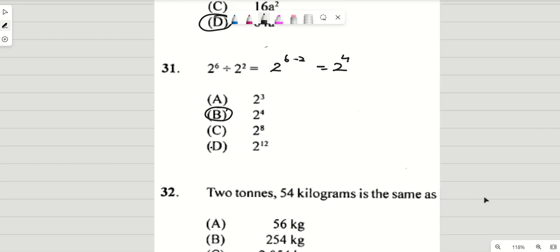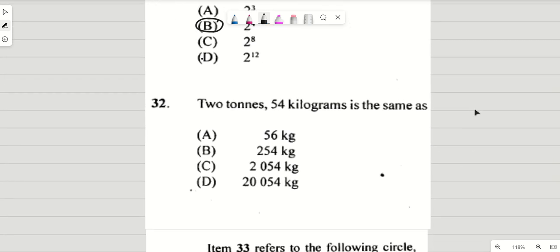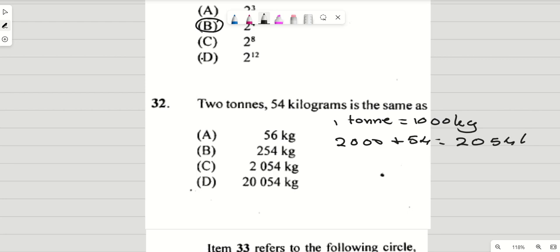Right? 2 tons and 54 kilograms is the same as, first off, we know that 1 ton is equals to 1,000 kilograms. So for 2 tons, that would be 2,000 kilograms plus 54, which would be 2,054 kilograms, which is equal to C.